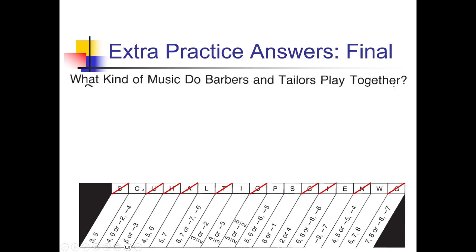So we have a C, L, I, P. I think clip maybe is all one word. The next word we have S, E, W. So clip, sew. What kind of music do barbers and tailors play together? Well, the clip and the sew clearly have to do with barbers and tailors, cutting things. And if you are wondering about the music, calypso, I believe, is a type of music. So it's a little pun there.